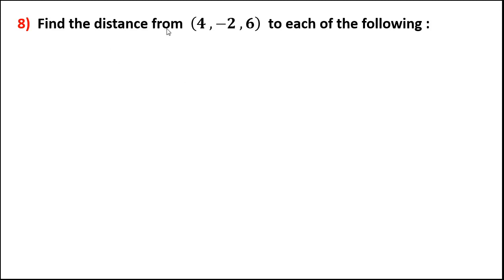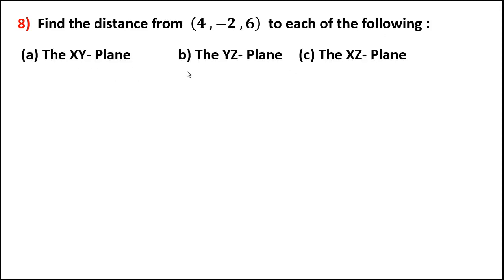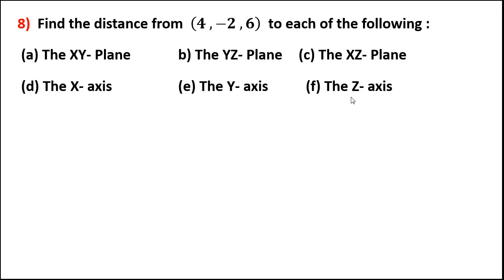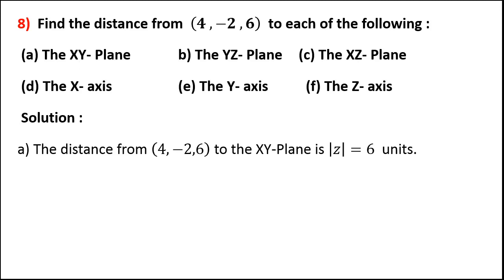Find the distance from point 4, minus 2, 6. These are the coordinates of one point. Say the name of this point is P. Find its distance from what? From xy plane, from yz plane, from zx plane. So here we have to use definitions of coordinates. The distance of a point from the xy plane is given by its z coordinate. Z coordinate is 6. So modulus of z coordinate is the distance of the point from the xy plane, that is 6.